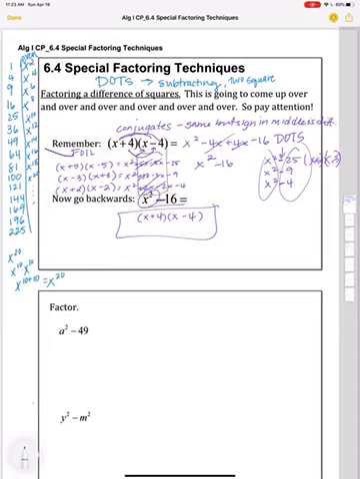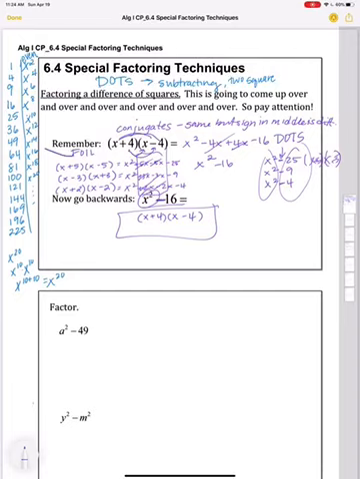One's positive 5x, one's negative 5x. One's positive 3x, one's negative 3x. One's positive 2x, one's negative 2x. That only happens if you have the same coefficient, same variable, and opposite signs. So the only way that happens is if you have plus or minus in the middle. And the only way you're going to multiply two numbers together to get a negative is if one is negative and one is positive.